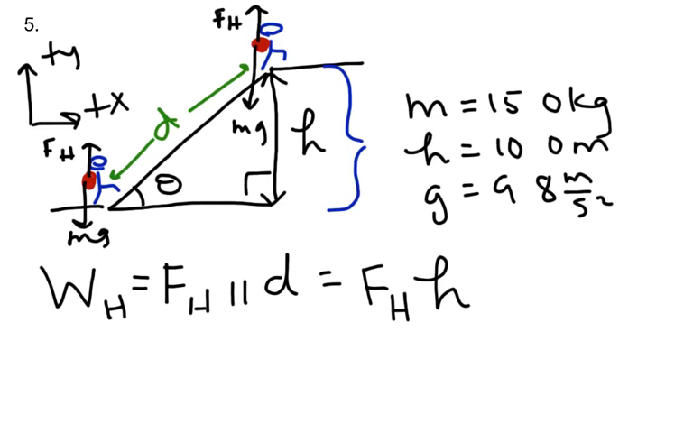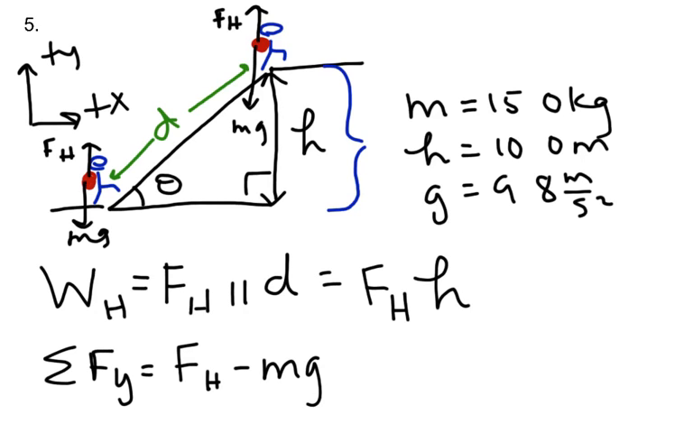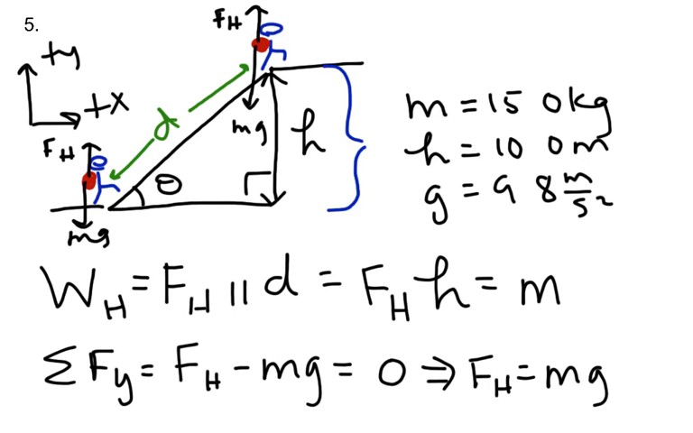Well, if the backpack is not accelerating upward or downward, we can find it by using Newton's second law of motion, the sum of the forces in the y direction. We could say the force of the hiker minus the weight of the backpack is equal to m a sub y, which is also 0 because it's not accelerating upward or downward. Therefore the force of the hiker is equal to the weight of the backpack, so we can set that equal to mgh. We want to find the work done by the hiker on the backpack.